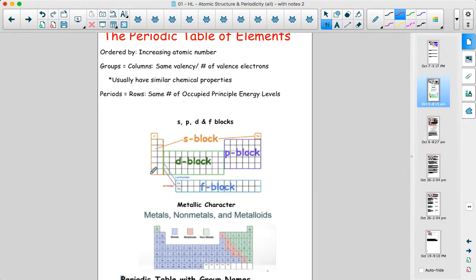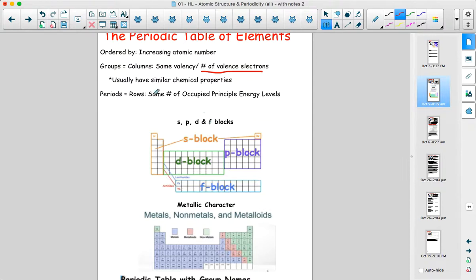We refer to columns in the periodic table as groups, or sometimes we refer to them as families, because elements that are in the same column tend to have similar chemical properties, and that is related to them having the same number of valence electrons or having the same valency. Not terms that the IB is going to use so often, but definitely you should know what a group on the periodic table is. And they're numbered in order from 1 on the left all the way over to 18 on the right.